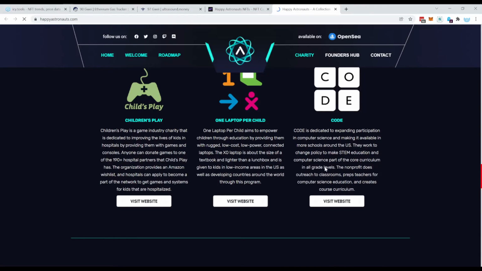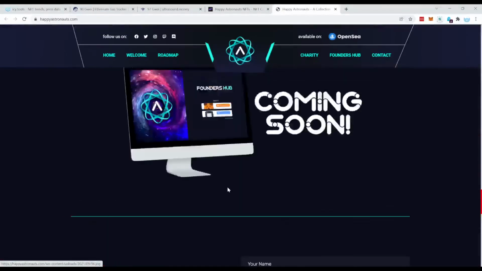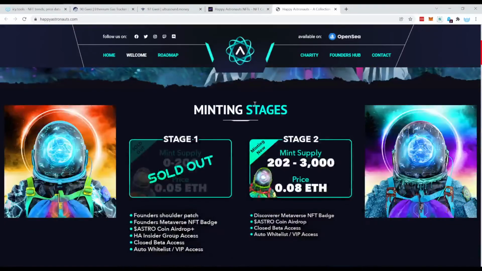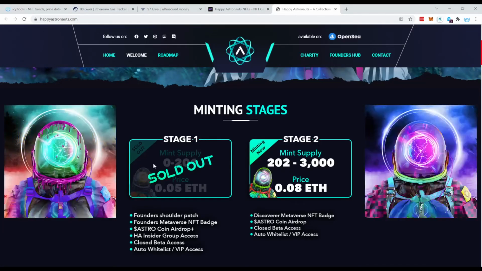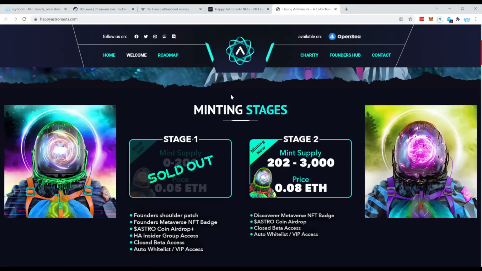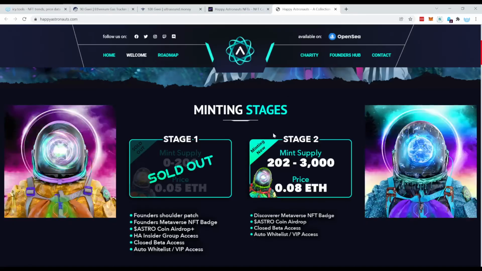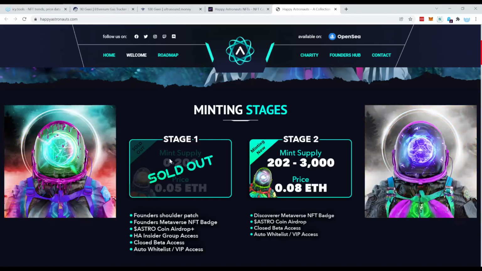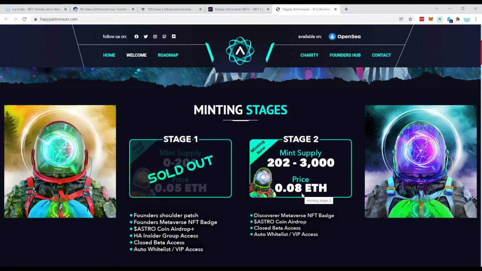And also you can see that they are involved with some minting stages. So they have different stages of minting. One stage, according to the website, is already sold out. And the next one is then, I'm guessing, this drop right here. So you see also the minting price, 0.08 ETH. It's a little bit more expensive than the first one, but is still not super expensive.